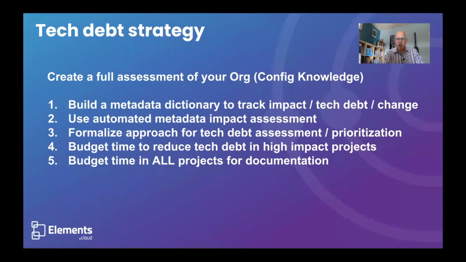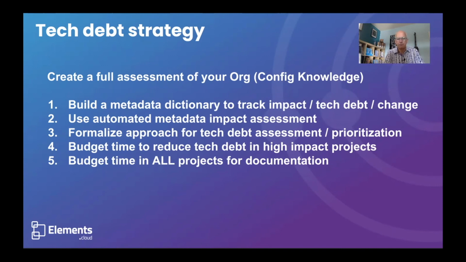So let's think about a tech debt strategy. First of all, you need a full assessment of your org, and we call that config knowledge. There's another session we've just run, which is all about the equivalent of Carfax for your org. Config knowledge is pulling together all the information, the user stories, the requirements, the process maps related to metadata, the metadata dictionary, the analysis of metadata, the dependency analysis, the field impact analysis, and then tying that back to third-party documentation. When you've got that full picture in a metadata dictionary, you can then understand, track the impact, understand what the tech debt is, and then also use that to manage the changes as we start to reduce that tech debt.